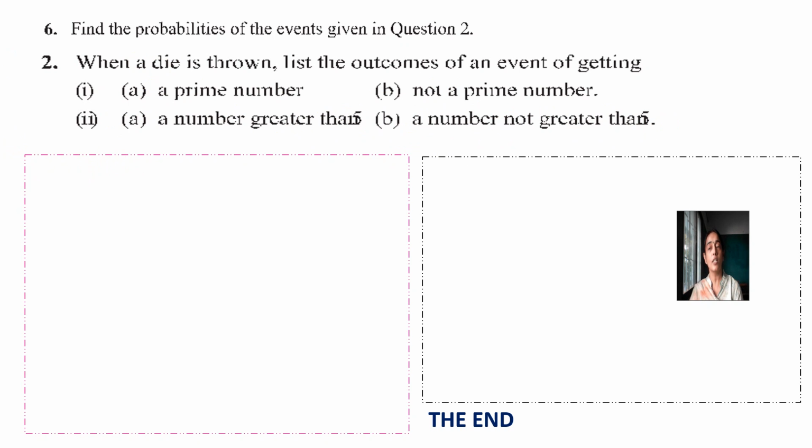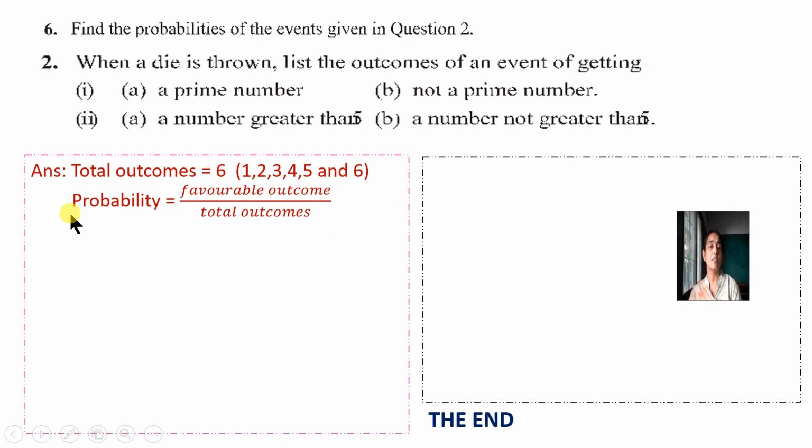Now when a die is thrown, how many total outcomes? Have you got any idea how many total outcomes? Yes, 6. So total outcomes are 6 because you can get 1, 2, 3, 4, 5 or 6 on the top. Now then what do we do? We write down the formula. So probability is equal to favorable outcome upon total outcome.